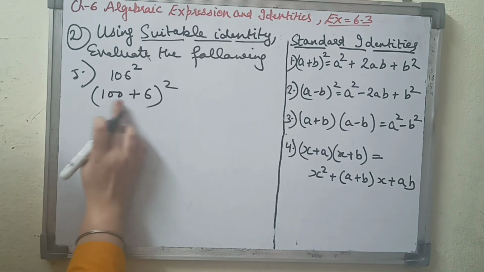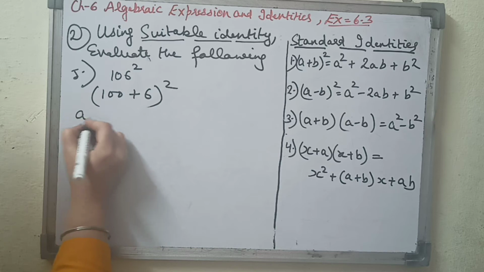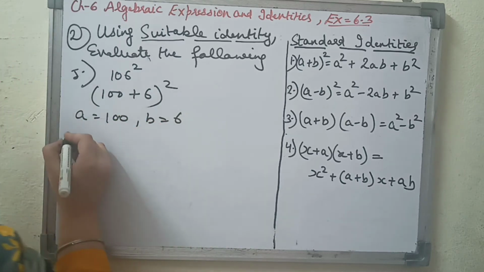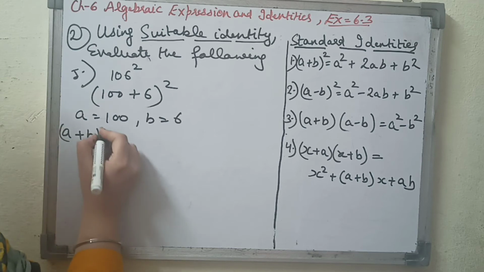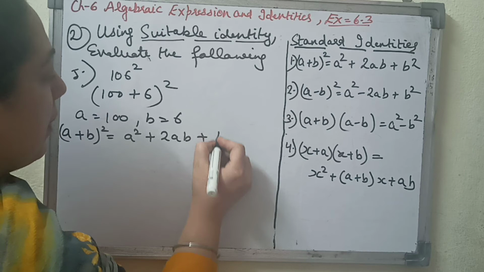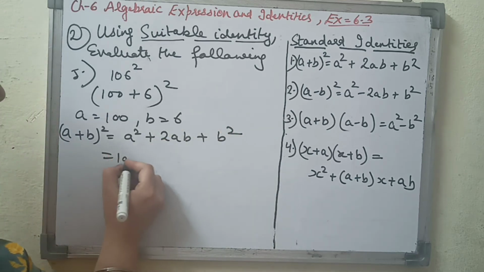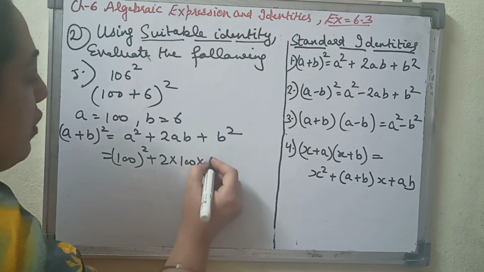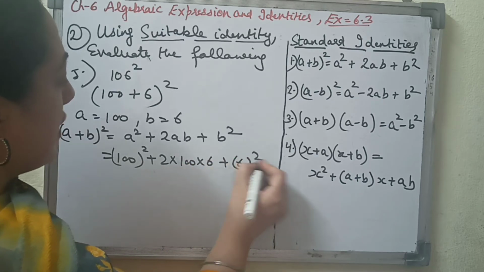Now it is of the form (a plus b) whole square, where a is your 100, b it is equal to 6. Now write down the identity here, that is (a plus b) whole square, a square plus 2ab plus b square. Put the value, a it is your 100 square, 2 into 100 into 6, and b it is 6 square.